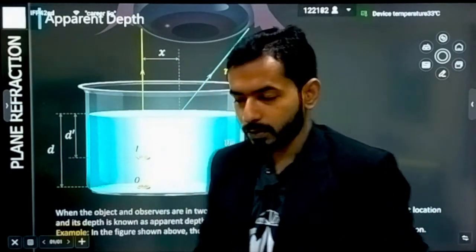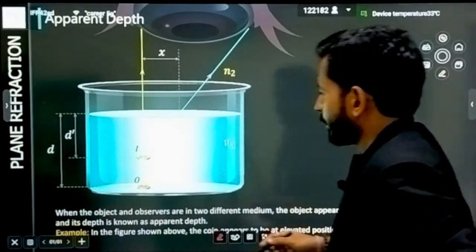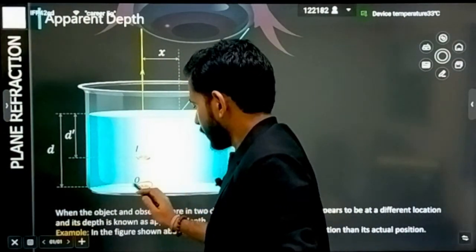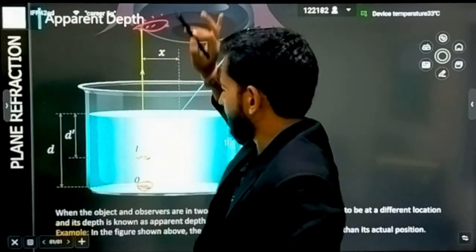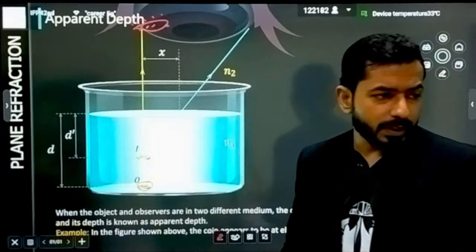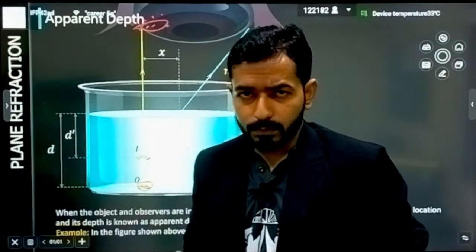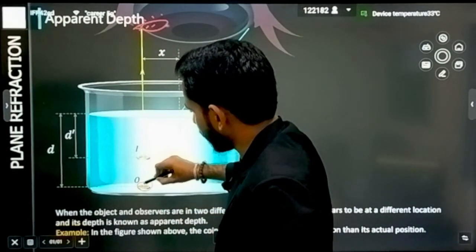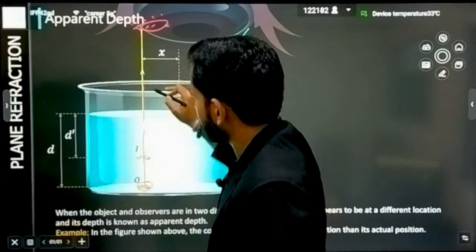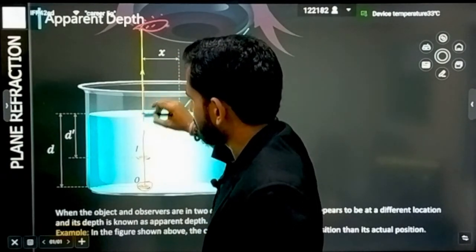So everything we are going to see here. Let's start. Dekho, here is a coin kept. Here is an observer. I am going to derive two rays, because for forming any image I require at least two rays. So one ray I will be taking directly, and this is the surface at which refraction will be happening, and I can say this is the normal.